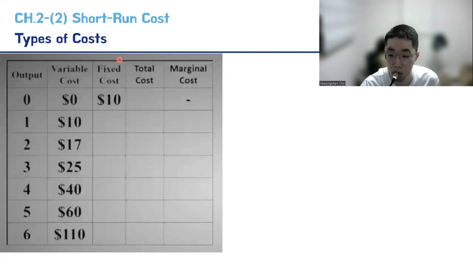I want you to copy this chart on your piece of paper and finish off these columns, which means fixed, total, and marginal. All right? So calculate the fixed cost, the total cost, and the marginal cost. I want you to pause the video and do those calculations, and I will go over the answers. Okay, let's start.